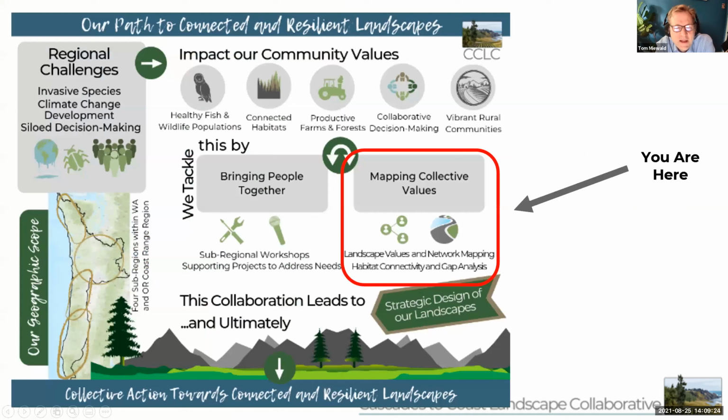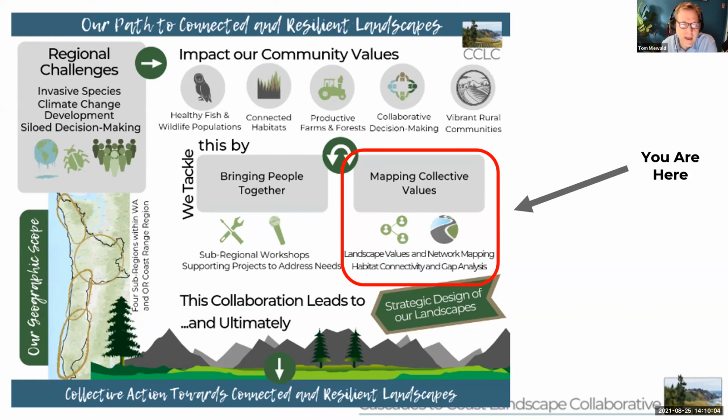And so the slide that you'll be seeing now is what we think of as our theory of change. You can see that we have regional challenges that we've identified through a suite of workshops, looking at invasive species, climate change, increased development from population growth in the region, and siloed decision making. So we've identified these with a time frame of 30 to 50 years. We're trying to get people to think, what does the next 30 to 50 years look like in this landscape, and how can we plan for that? We know that it's going to look very different given these regional challenges, and how do they impact our values that we've identified?